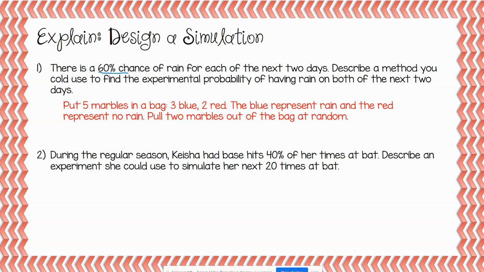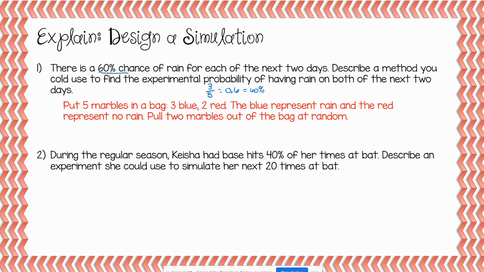So in this case, I said put 5 marbles in a bag, 3 blue and 2 red. Blue represents rain and red represents no rain. So this is 60% because there are 3 blue out of 5 total. And 3 over 5 is the same as 0.6. Well, as a percent, this is 60%. So 3/5 is 60%.